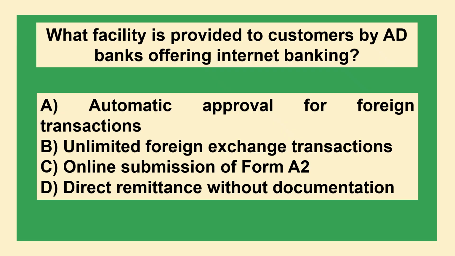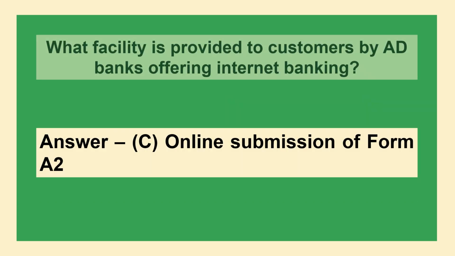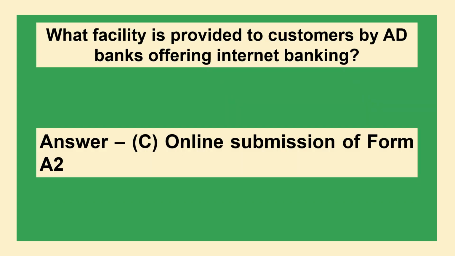What facility is provided to customers by AD banks offering internet banking? Option A, automatic approval for foreign transactions. Option B, unlimited foreign exchange transactions. Option C, online submission of Form A2. Option D, direct remittance without documentation. The answer is option C, online submission of Form A2.